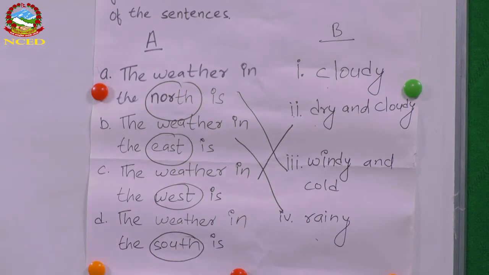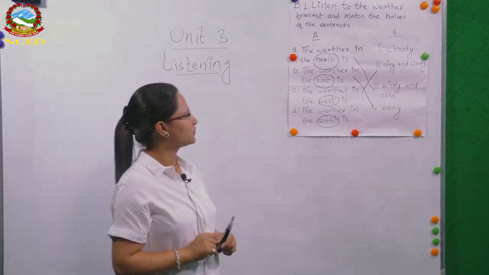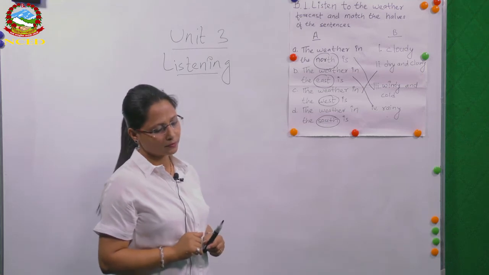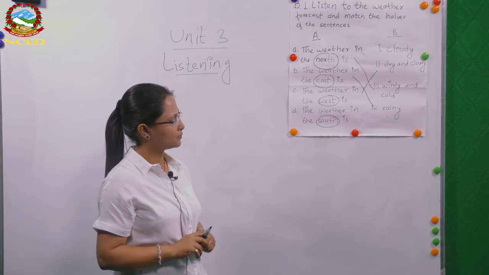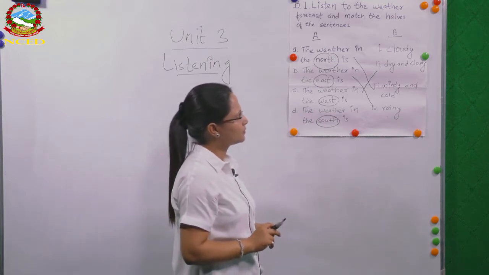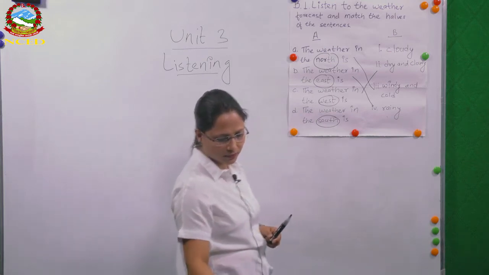Now the last one. So no rain for you, but it's quite windy and the temperature is just 20 degrees centigrade. The south of the country has the best weather today. It's cloudy most of the time, but sunny this afternoon.